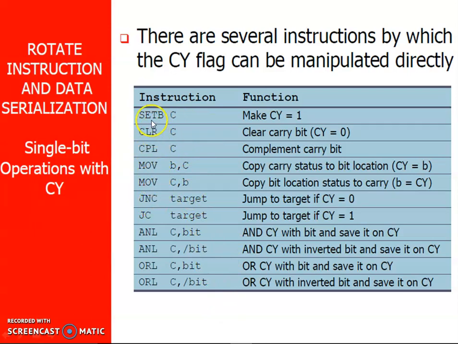So these are all the instructions: SETB, CLR, CPL (complement), MOV, JNC (jump if not carry), JC (jump if carry), and ANL. How can the ANL instruction be used? Here one operand is C and the other operand has to be a bit value. Then the ORL instruction works in the same manner. Here ORL C, /bit means OR CY with the inverted bit and save it in CY. That is the difference between with the slash bit and without the slash bit.